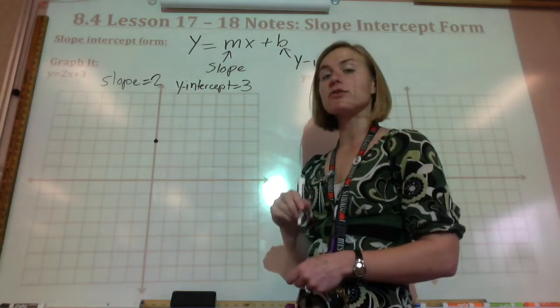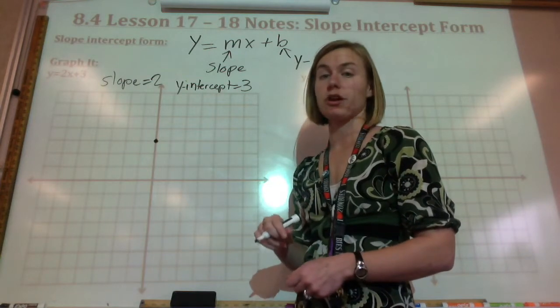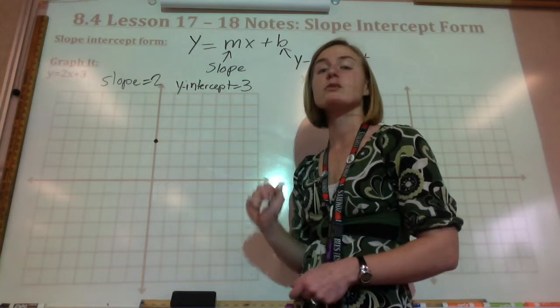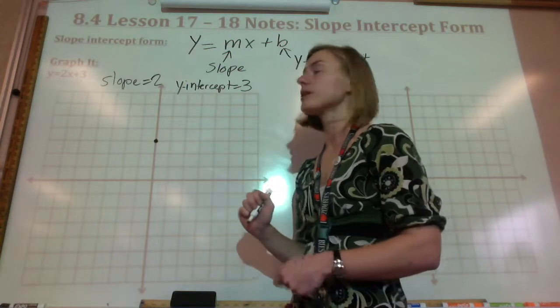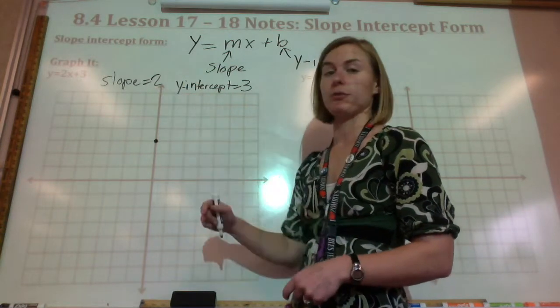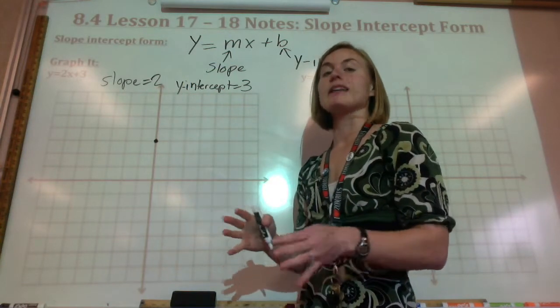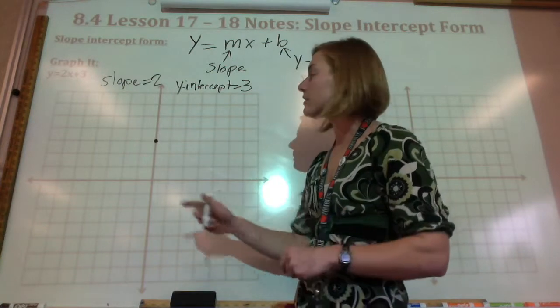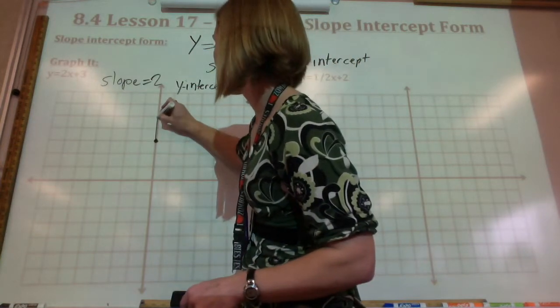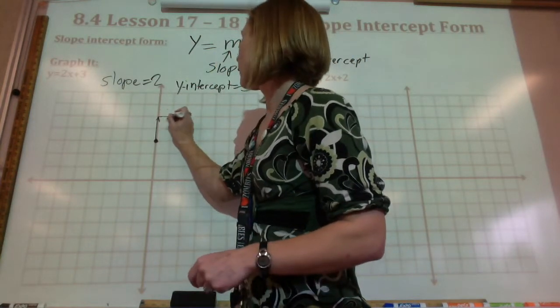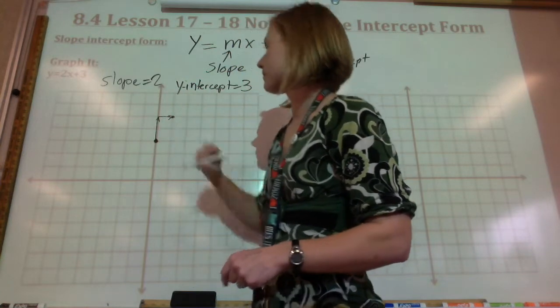Now remember, I told you that you only need 2 points in order to draw a line. So we have one. All we need is one more point and we can draw our line. Now our slope says it's 2. Now it's not just 2, it's actually 2 over 1. So that means we go up 2, over 1. And there's our second point.